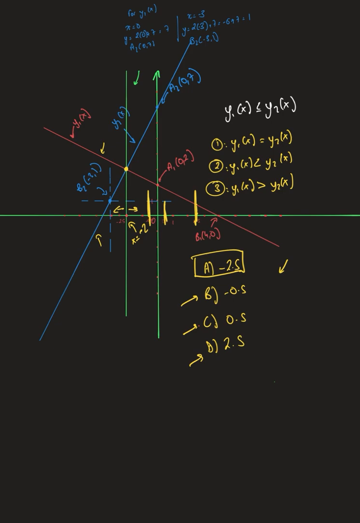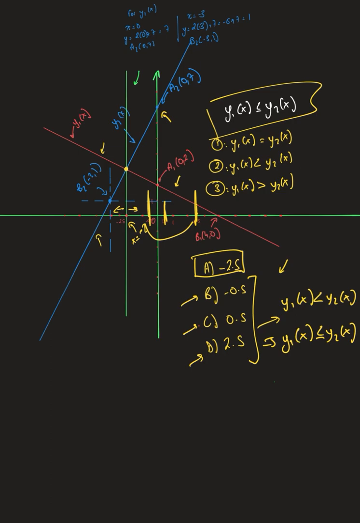Now I hope you can see that in all 3 cases, the red line is below the blue line. We know that the red line is y1 of x. We know that the blue line is y2 of x. Since the red line is below the blue line, then y1 of x is less than y2 of x. So in fact, these three options are actually solutions to the inequality y1 of x less than y2 of x. And by logic, they are also solutions to the inequality y1 of x is less than or equal to y2 of x, which is the inequality of the beginning. Therefore, these three options are solutions to the inequality.